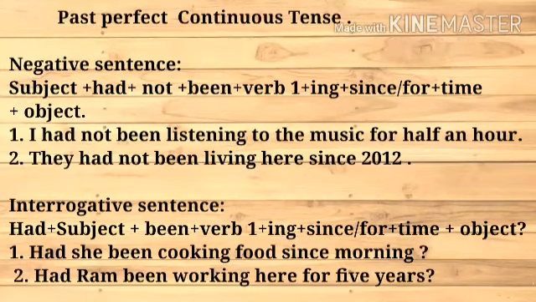Here we see that not has come at third place. In second example, they had not been living here since 2012. And for interrogative, had will come at first place. For example, had she been cooking food since morning? Or had Ram been working here for 5 years?